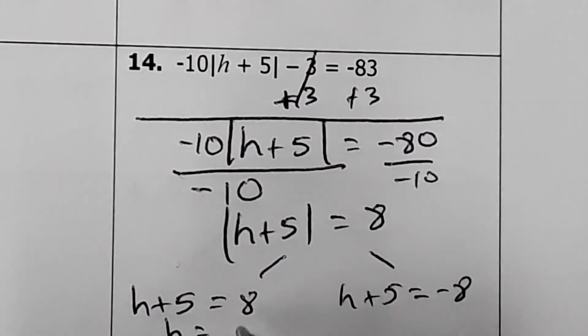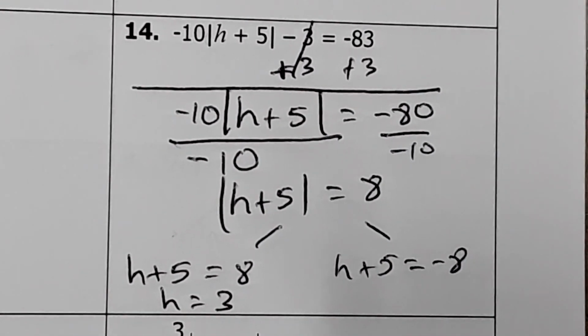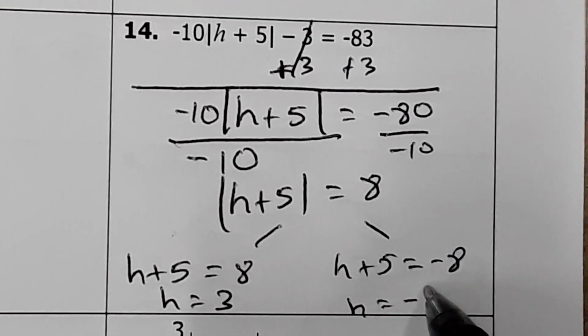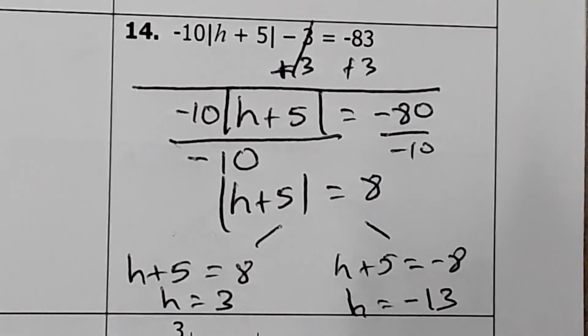And down here, when I take away 5, I get h equals 3. And over here, when I take away 5, negative 8 minus 5 is negative 13. So I get two separate answers there. There's my two answers.